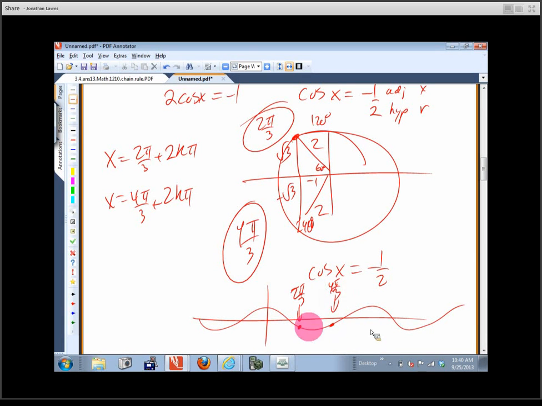And then you can see that this one repeats right here. This one repeats right here. So it hits negative 1/2 going down right here and again right there. I mean, that horizontal distance needed to repeat those answers or repeat that cycle is the period for the sine or the cosine function in this case, which is 2 pi.